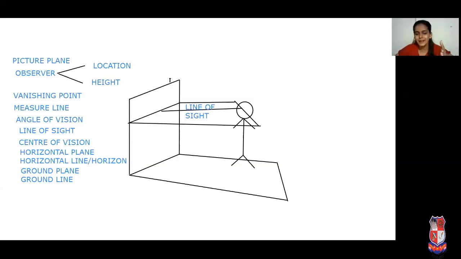The picture plane and the ground plane meet at a line. I'm again highlighting that line. This is the intersection line of the picture plane and ground plane, and it is known as the ground line. So these are the terminologies related to perspective view. Thank you.